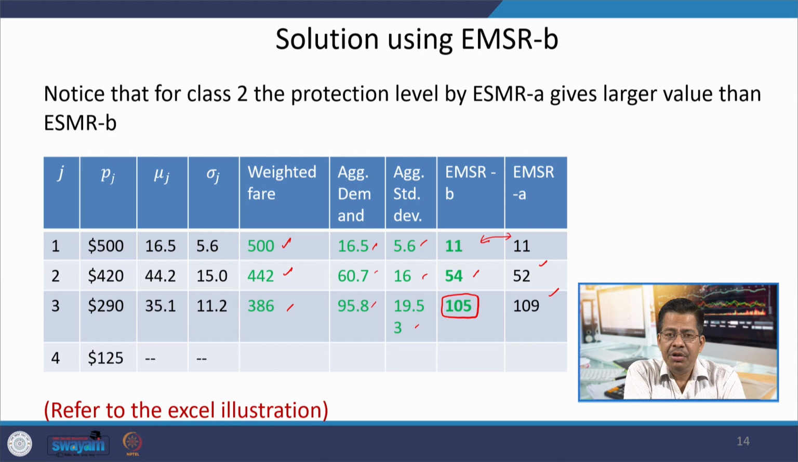I leave it to you to calculate the total revenue you are going to make using EMSR A and EMSR B. In fact, there is no uniform outcome that EMSR A is better than EMSR B or B is better than A. Sometimes A gives you better results, sometimes B gives you better results.